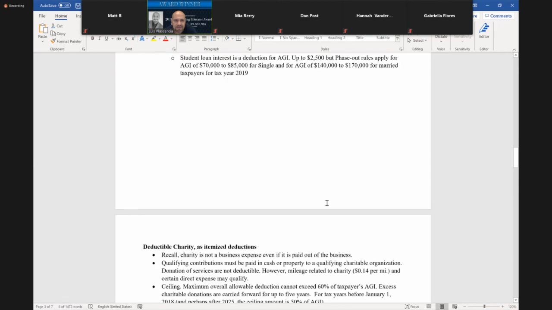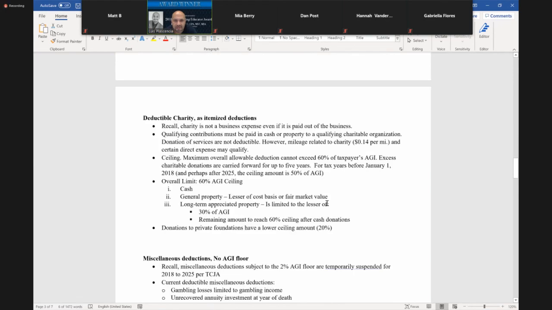Now let's talk about charity. What type of charity can I deduct? Remember, charity is not a business expense, even if it's paid out of the business. It's a personal expense. But how can we treat these deductions? Well, the qualifying contribution must be paid in cash or property to a qualifying charitable organization, 501(c)(3) organizations. Donation of services is not deductible. However, if I donate my services and I incur travel, the direct cost would be deductible. I can deduct my mileage and other expenses.